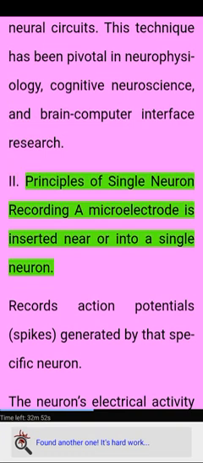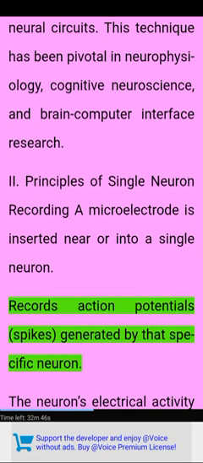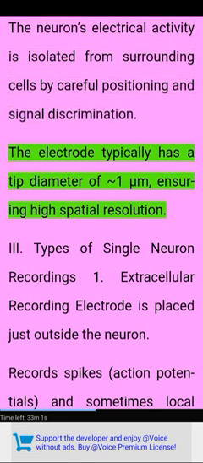2. Principles of single neuron recording. A microelectrode is inserted near or into a single neuron. It records action potentials, spikes generated by that specific neuron. The neuron's electrical activity is isolated from surrounding cells by careful positioning and signal discrimination. The electrode typically has a tip diameter of approximately 1 micrometer, ensuring high spatial resolution.